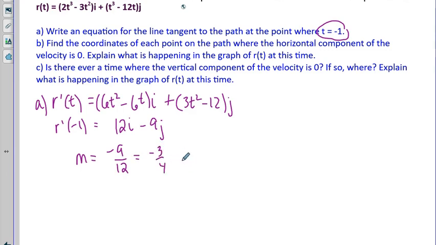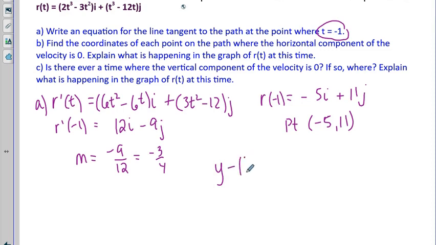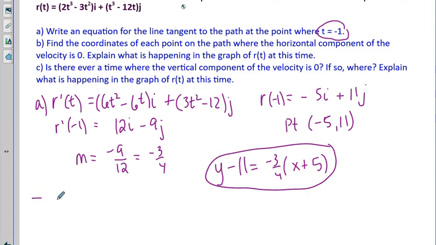Okay, so then I also need a point to go along with this. So I'm going to substitute -1 into the original vector valued function to come up with what that vector looks like, as a position vector. So when I put -1 in there, I get -5i plus 11j, and I can get a point out of this because remember, this is from the origin to this position. So I can actually use the point (-5, 11) to write the equation of my tangent line. So now I'm going to write the tangent line as y minus 11 is equal to -3/4 times (x plus 5). Okay, so that's part A.